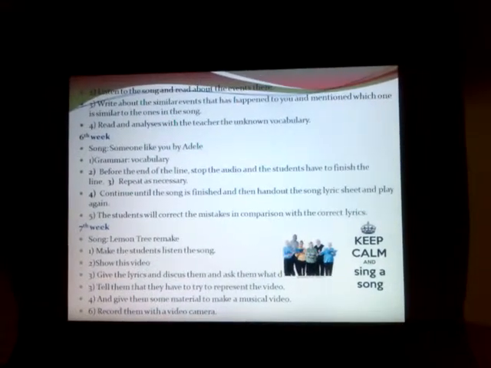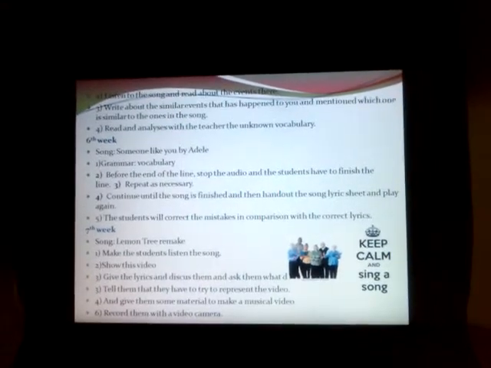They have to compare what they wrote, what they listened to or could catch, with the original lyrics, and correct each other.